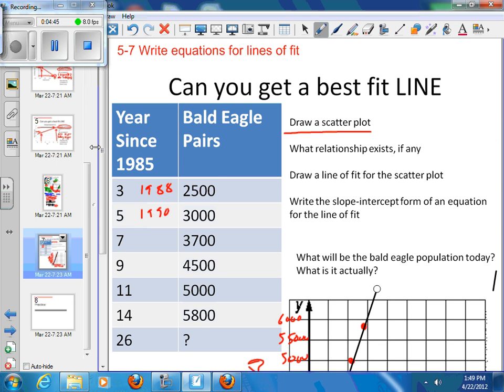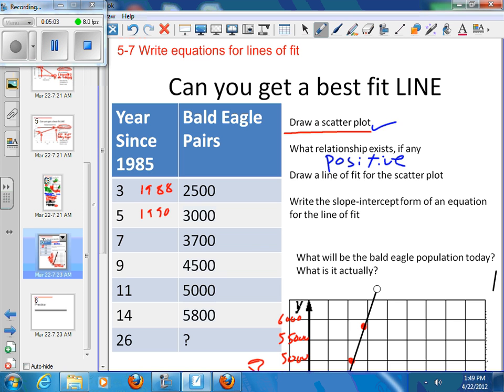You can see that as the years go on and we get more and more years, our bald eagle pairs are growing. So the relationship, that one getting bigger while the other one's getting bigger, that's a positive relation. And so we would expect our slope to be a positive slope.